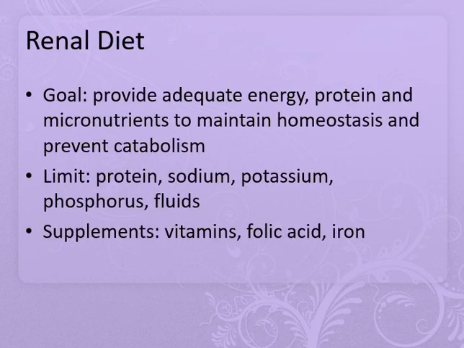All right, so I just gave you a brief history about the renal diet. We need to give them enough energy, protein, and micronutrients to maintain homeostasis and prevent catabolism. We need to limit their protein, sodium, potassium, phosphorus, and fluids. They'll need some supplements like vitamins, folic acid, iron. They may need to increase their calcium. You might get a diet question on the NCLEX, and they're probably going to pick something that's a little harder than a diabetic diet and go with a renal diet.